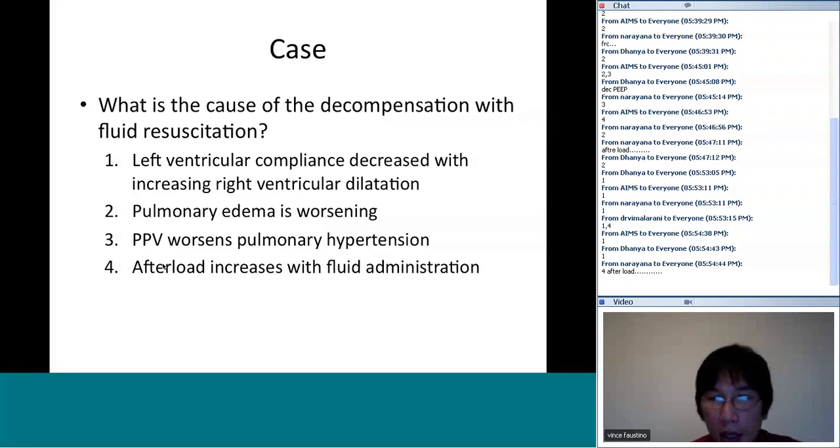Okay, so just a test-taking technique. Usually the longest answer is the correct answer, and that's true for this one. So the left ventricular compliance decreased with increasing right ventricle dilatation.